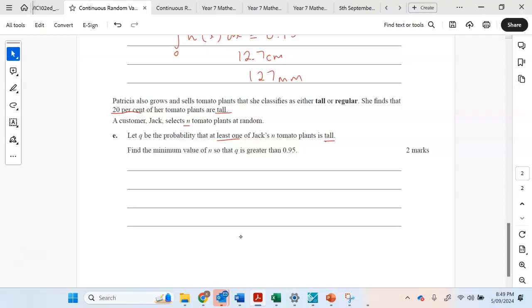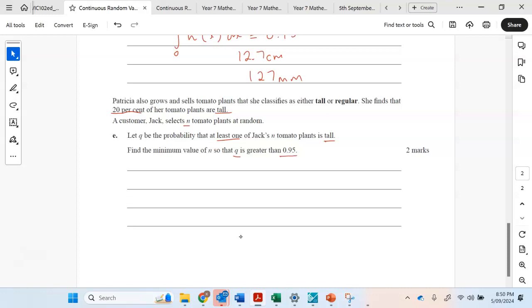That might come in later, I don't know. It's either going to be tall or not tall, so it's going to be a success or a failure. If it's only one event, and here that event is being tall, we don't need a two-way table because the regular part does not come into it. You're either successfully tall or a failure at being tall if you're a tomato plant. So find the minimum value of N so that Q is greater than 0.95.